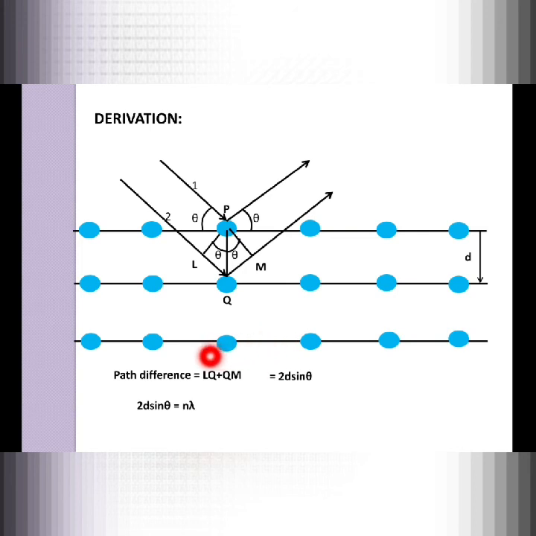For first order reflection 2d sin theta is equal to lambda, and this is Bragg's law. This is Bragg's law, that is 2d sin theta is equal to n lambda. If you know the order of reflection, the lambda value and the theta value, then you can easily calculate the value of d. And if in the question the n value is not given, then consider n equal to 1. This is the complete derivation of Bragg's law.